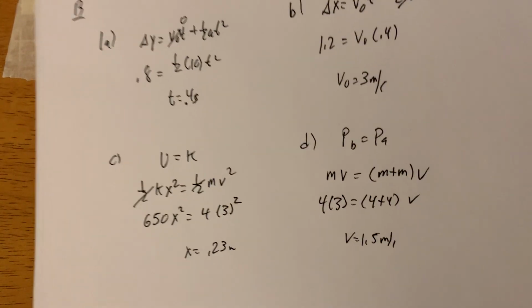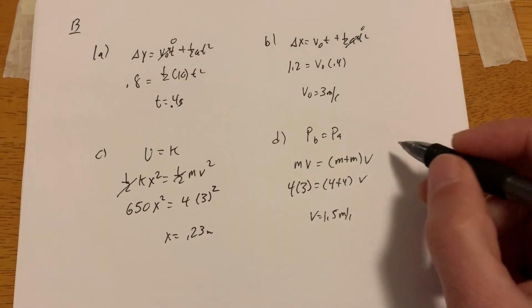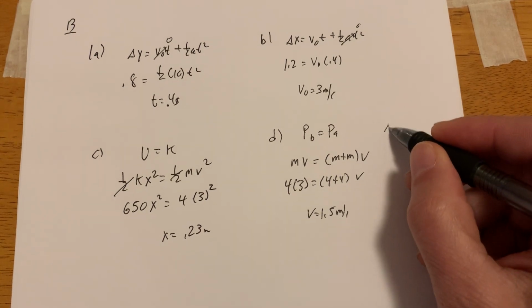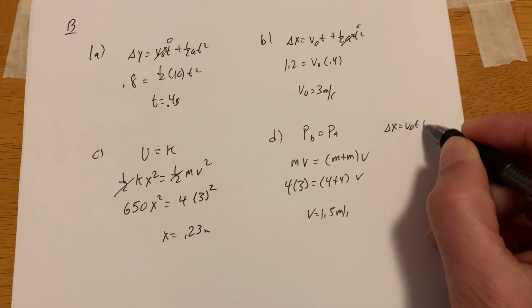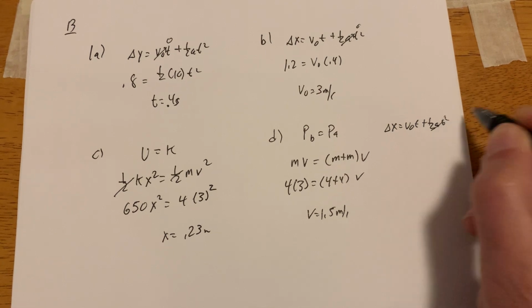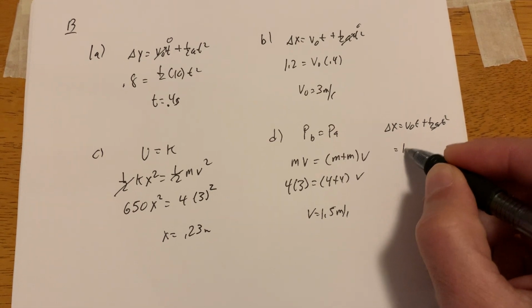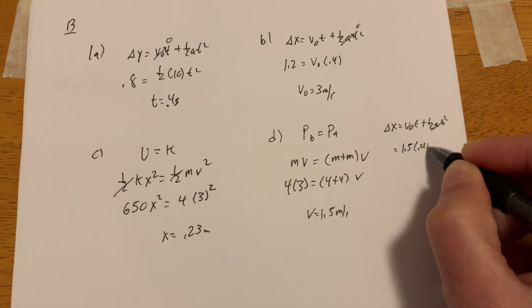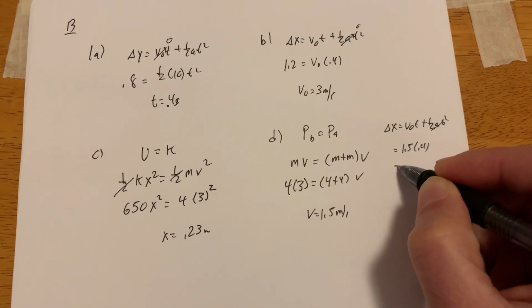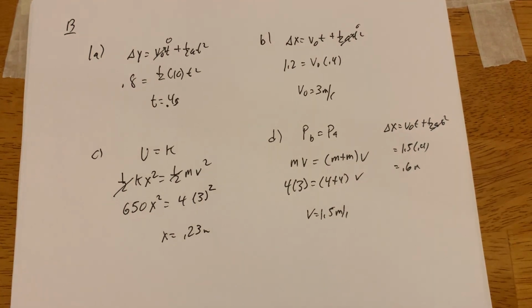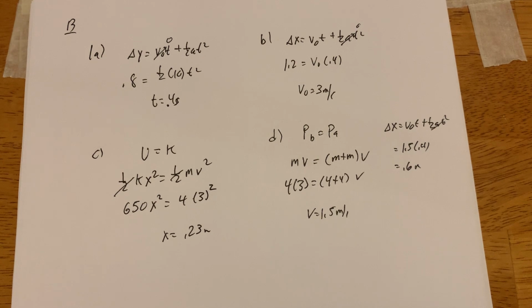It's not really what it was asking, right? It's asking how far from the ledge is it going to go. So delta x equals v0t plus 1/2 a t squared, that goes to 0. So 1.5 times 0.4, and we got 0.6 meters. Cool. All right, next one. What does the next one say?